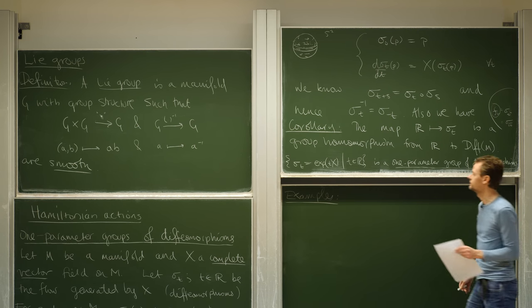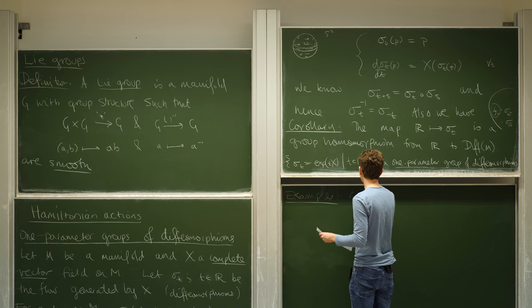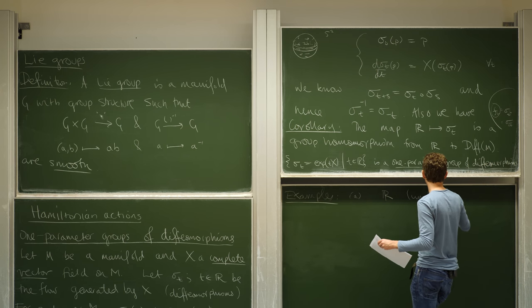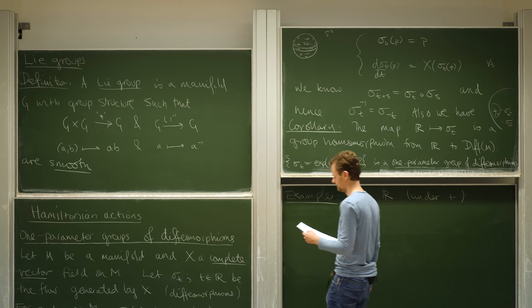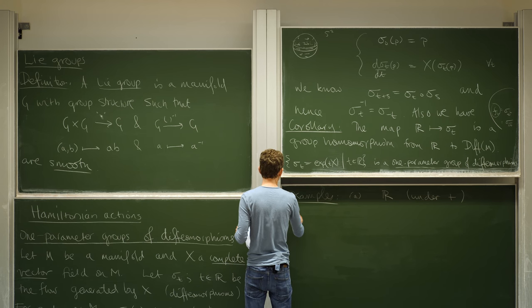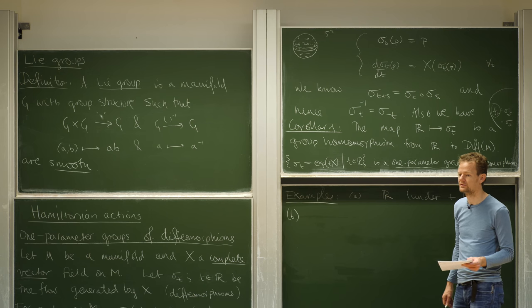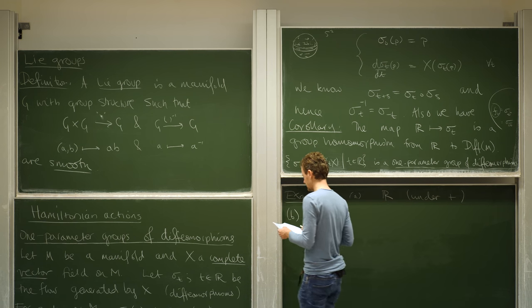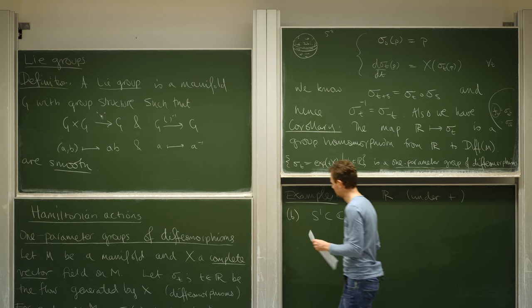Let's talk about some examples of Lie groups before we get into our generalizations. So the first Lie group is one we've already met, the real numbers themselves under the addition operation. They're also a group under product as well, as long as zero is excluded. S1, the circle, we've met that one before. That's also a Lie group.